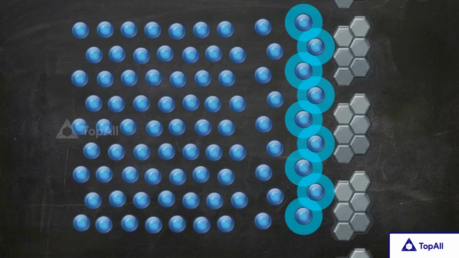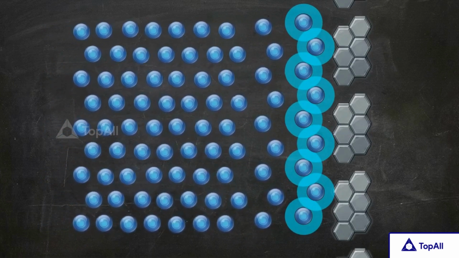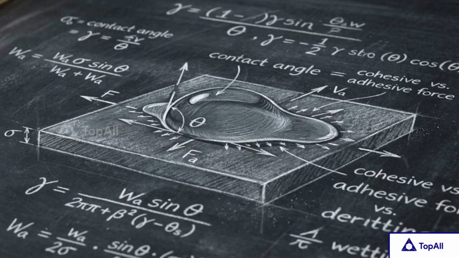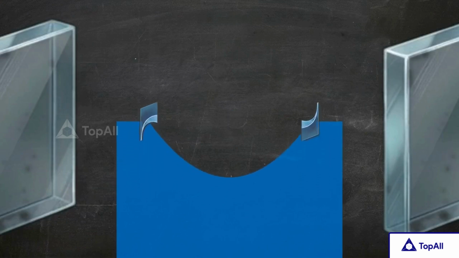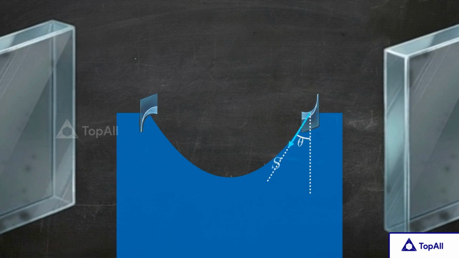Water molecules are highly attracted to the molecules in the glass. This property is called adhesion, and it makes the water want to spread out and wet the solid surface. Because of adhesion, the water's edges physically grip the glass and pull up, creating a sharp contact angle, or theta.